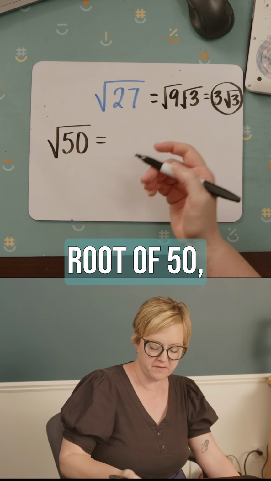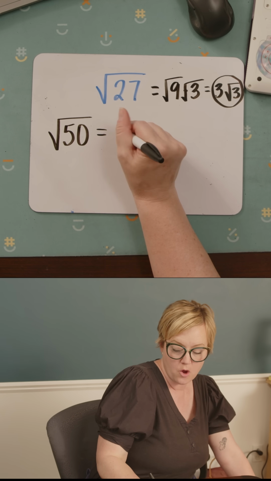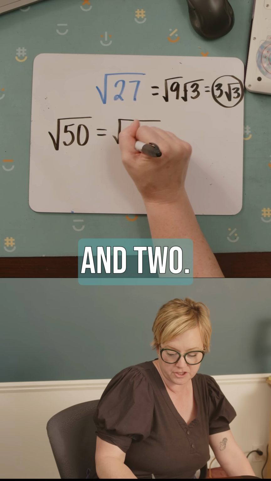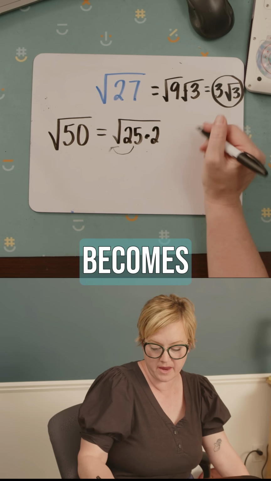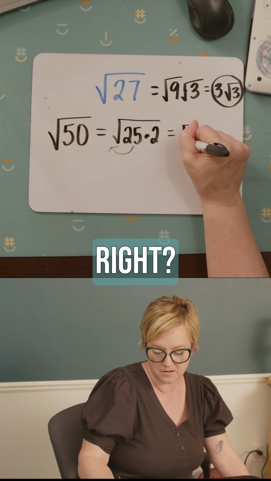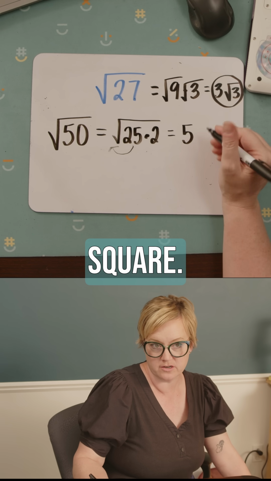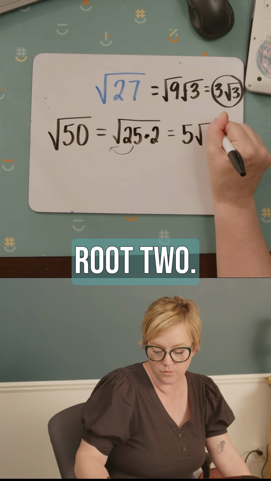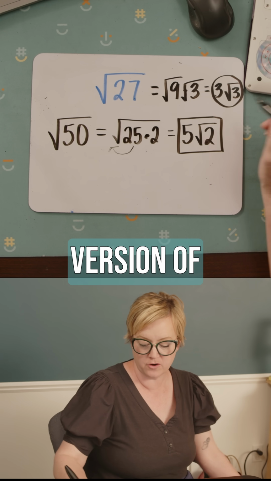So for the square root of 50, if we think about what factors of 50 are perfect squares, we've got 25 and 2. The 25 can leave the square root and becomes 5, but the 2 can't leave the square root because it's not a perfect square. So this would be 5 root 2. That's the simplified version.